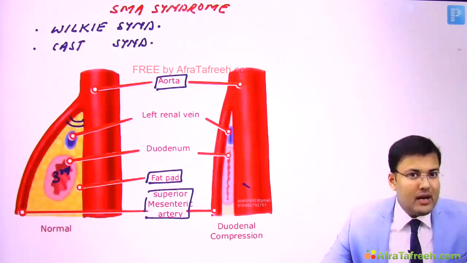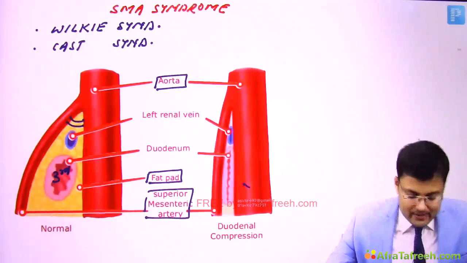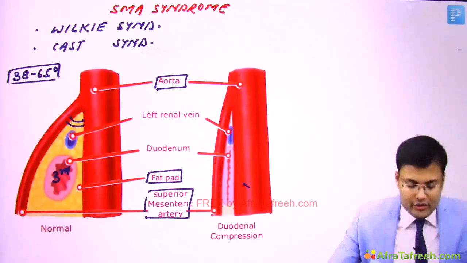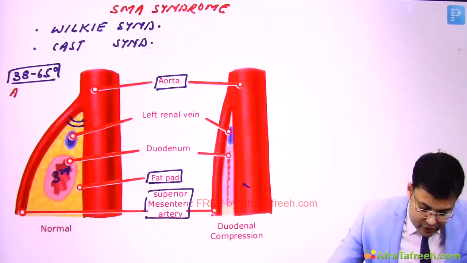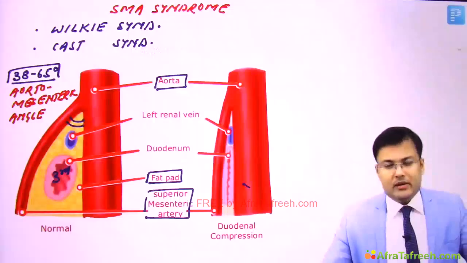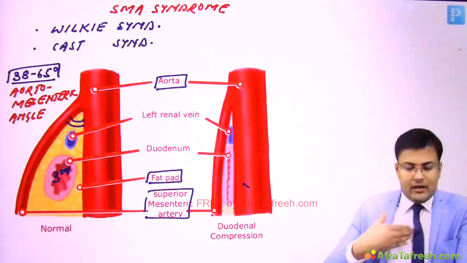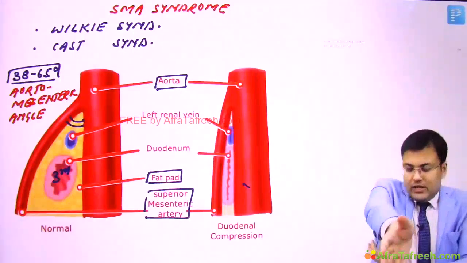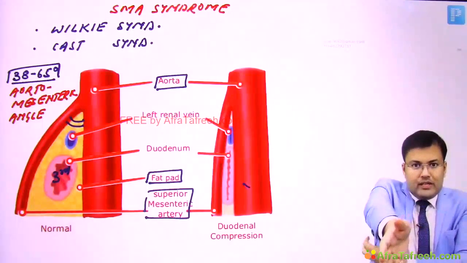How much is the normal aortomesenteric angle? Its variable range is 38 to 65 degrees. So the first important point which you have to remember is the aortomesenteric angle. Clear? It's 38 to 65 degrees. This is normal. So imagine I'm the aorta, this is the superior mesenteric artery, and this is the third part of the duodenum. Here the cushions are there, and they prevent the compression of the third part of the duodenum.